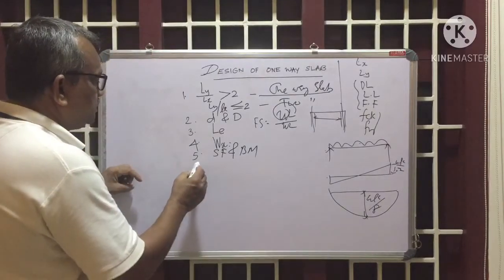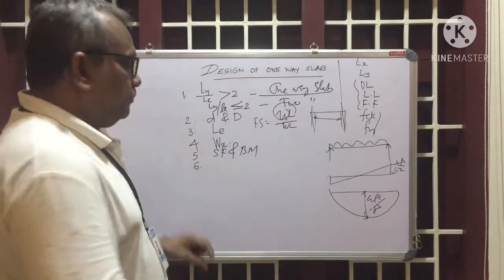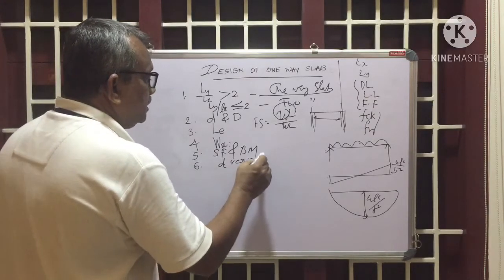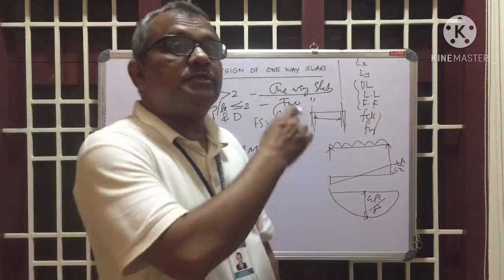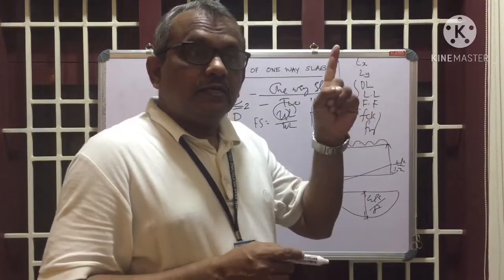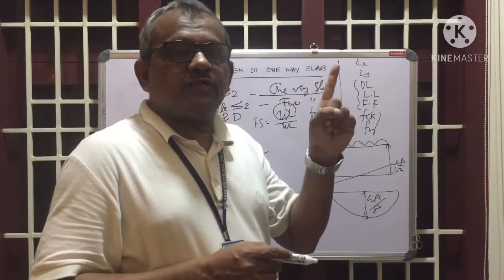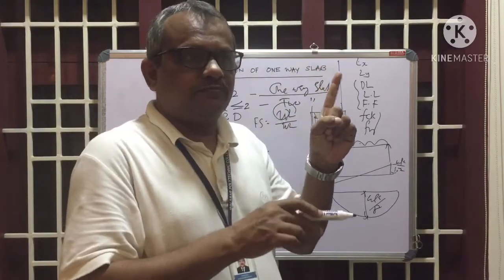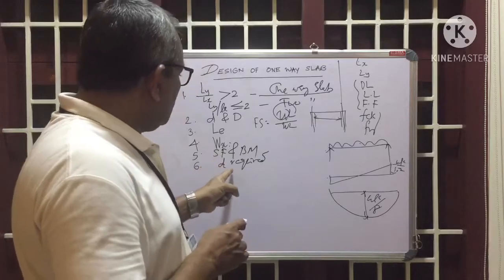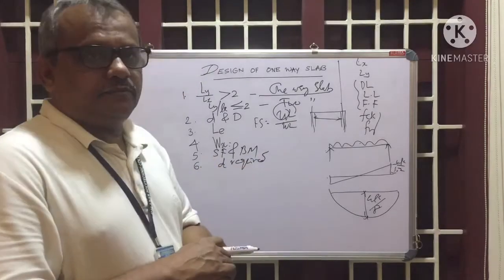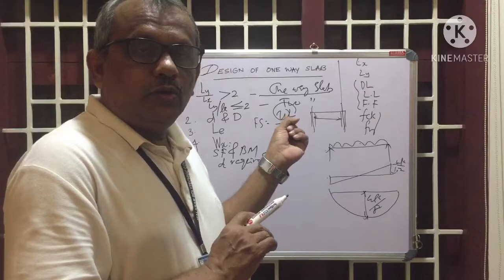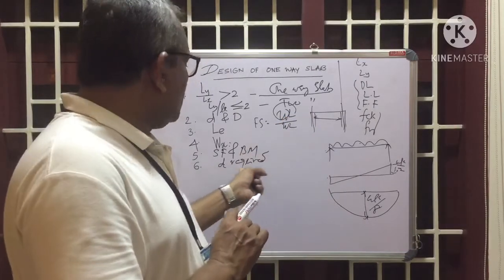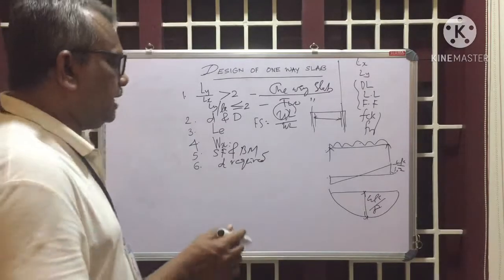Then number 6, find out the effective depth required. What is the effective depth required according to these loads? We have already selected one effective depth. We assumed one effective depth. But we have to check whether that effective depth is sufficient or not. For that, get the effective depth required as per the load given. Calculated W, you will find out the effective depth required for the slab.